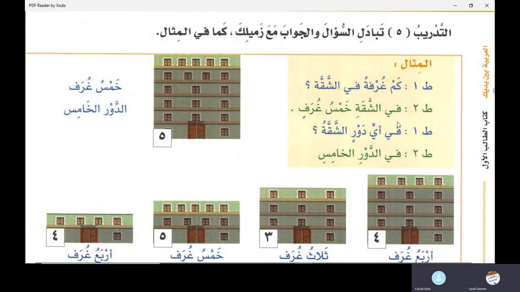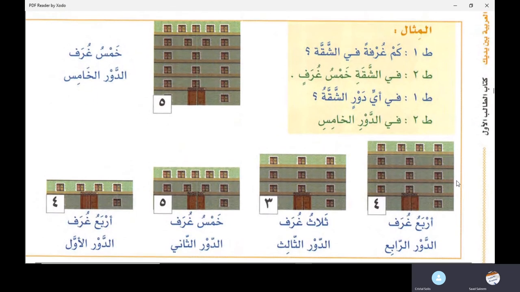Okay. So, as you already know, why are we using kasra here? Because of fi. Yes, fi has given it a kasra. If we don't have fi here, which vowel will we use here? Dhamma. Good. Correct. Why are we using kasra with ayi? Because of fi. And why are we using kasra with dawr? Because of ayi. Okay. Ayi also gives kasra to the next one. All right. Next.